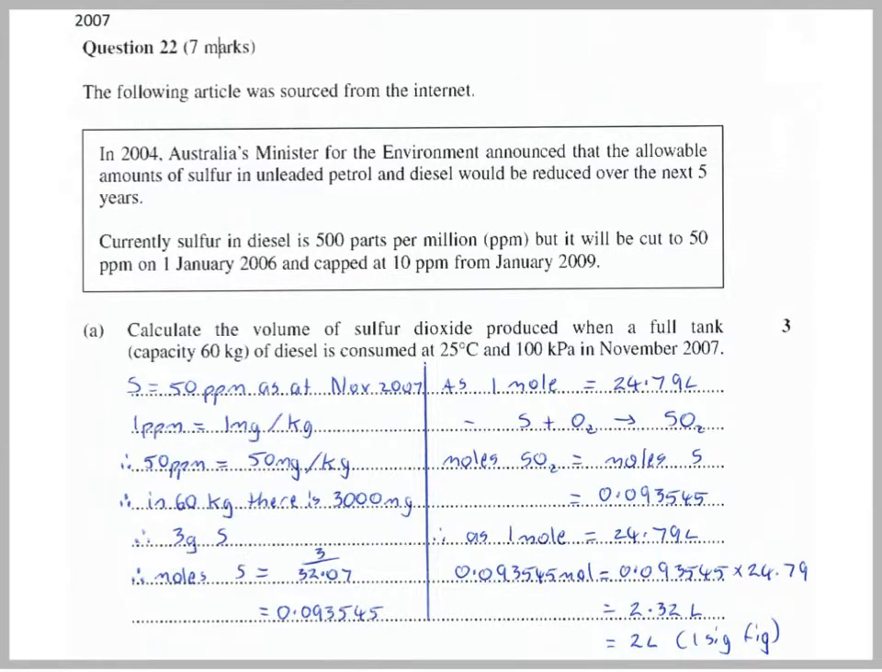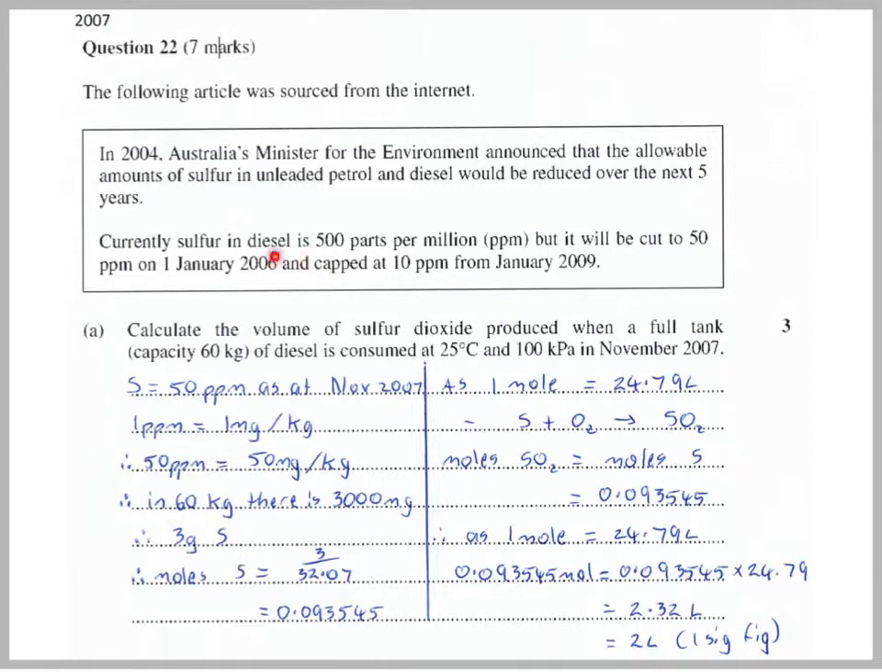Okay, 2007 HSC. In 2004, Australia's Minister for the Environment announced that the allowable amounts of sulfur in unleaded petrol and diesel would be reduced over the next 5 years. Currently, as at 2004, sulfur in diesel is 500 parts per million, but it will be cut to 50 parts per million on 1st of January 2006 and capped at 10 parts per million from January 2009. So, calculate the volume of the sulfur dioxide produced when a full tank of 60 kilograms of diesel is consumed at 25 degrees and 100 kilopascals in November 2007. So November 2007, we're talking about 50 parts per million.